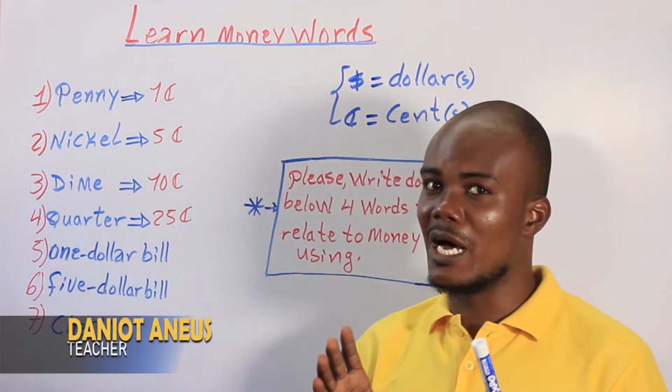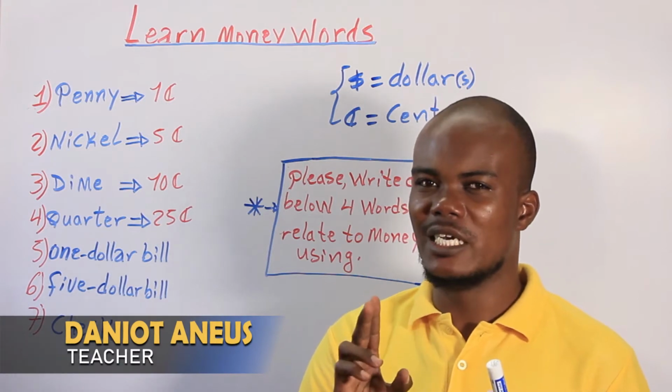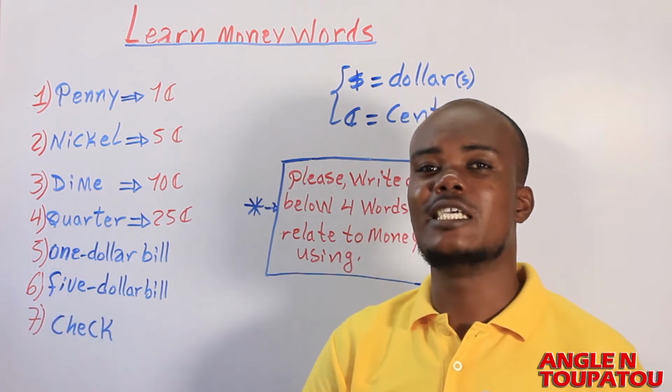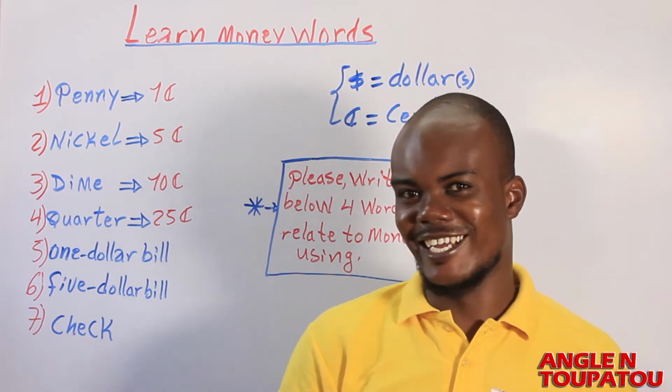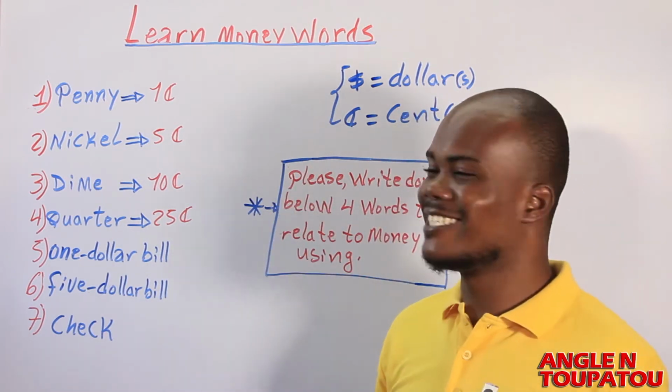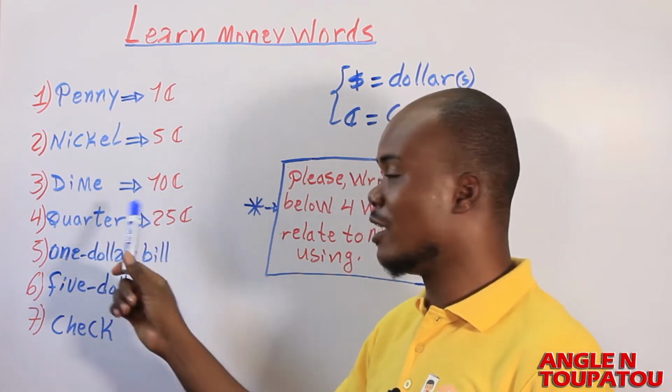And it's going to talk about money. Learn vocabulary words about money. C'est ça que nous allons apprendre, vocabulaire qui a un rapport avec l'argent. You know what? Dinero. Money. So, dans la vidéo, nous allons apprendre comment vous prononcez et comprendre très bien.